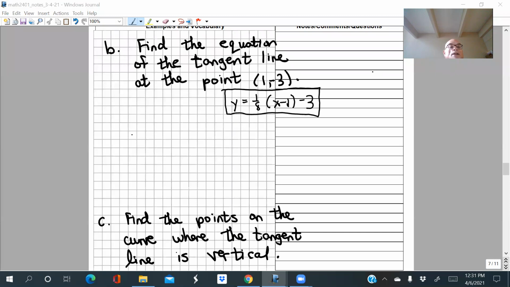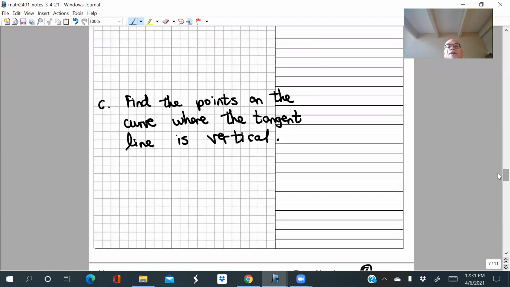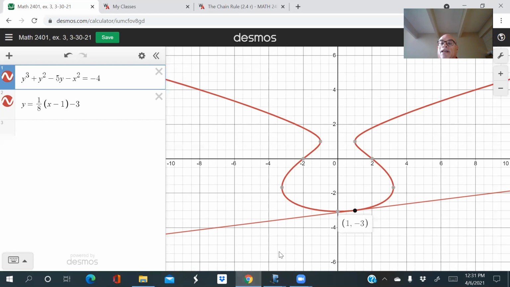We talked a little bit about these last time. So the next part of this one says, same curve now, find the points on the curve where the tangent line is vertical. You can see those pretty easily in the graph, right? This point, that's (1, 1), is going to have a vertical tangent line.